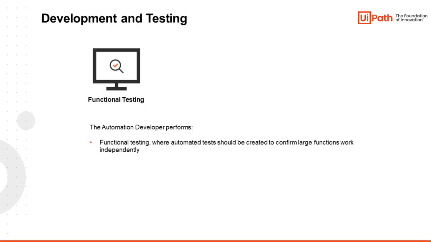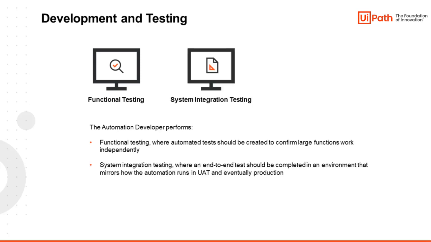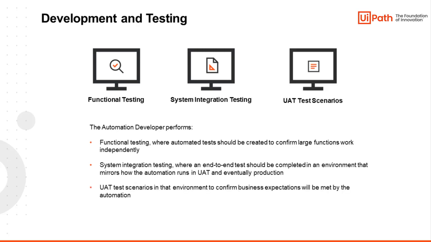Once development and unit testing are completed, the developers should execute the technical testing plan. For functional testing, automated tests should be created to confirm large functions work independently. For system integration testing, an end-to-end test should be completed in an environment that mirrors how the automation runs in UAT and eventually production. Lastly, the developer should run all the UAT test scenarios in that environment to confirm business expectations will be met by the automation.